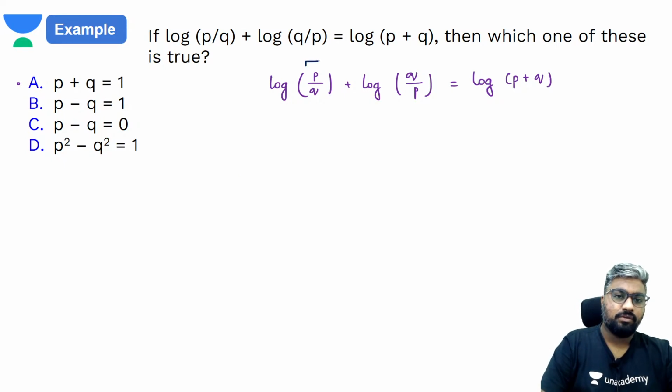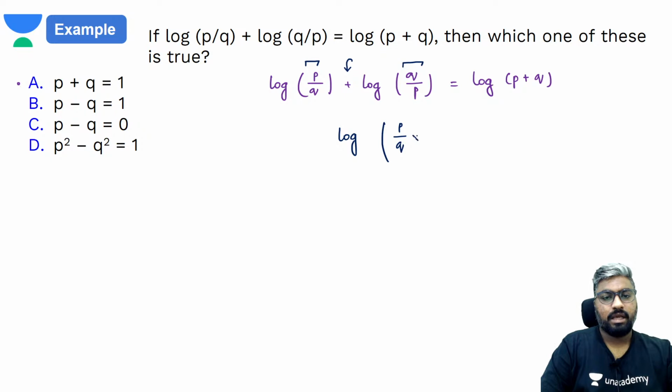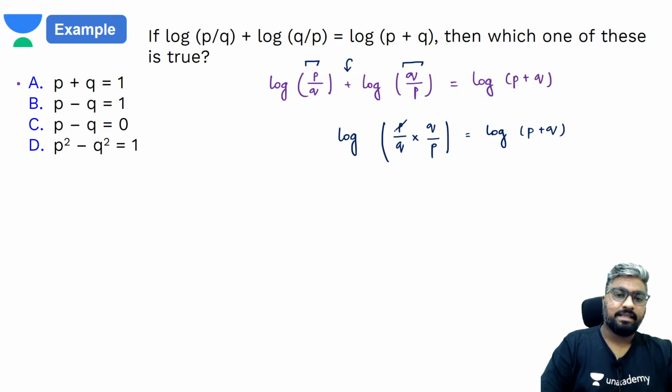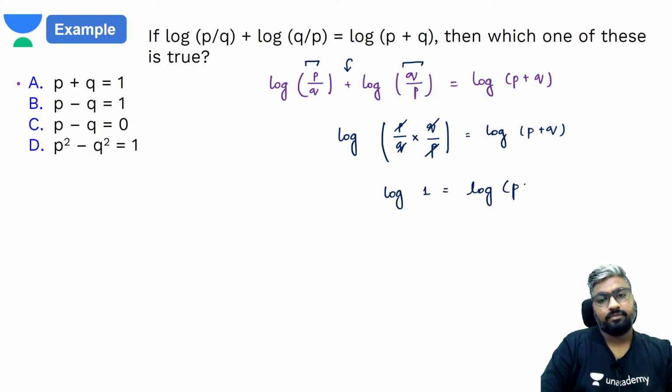We see p by q and we see its reciprocal q by p, differentiated with a plus sign. So what will happen if I combine this? It will become log of the same base, p by q into q by p. Correct? Agreed? P by q into q by p would be this, is equal to log of p plus q. Now if I cancel this off, p and p, q and q, what do I get? I get log 1 is equal to log p plus q.